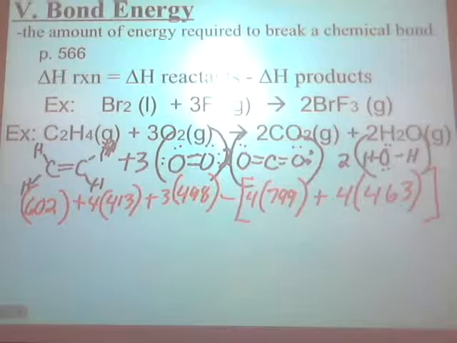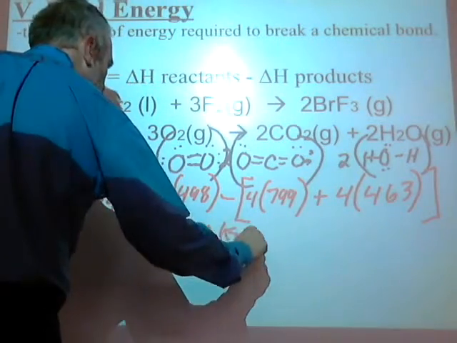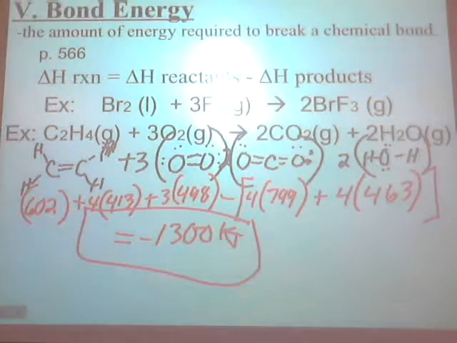Would anybody get an answer? What do you get? Negative 1,300. Negative 1,300 kilojoules is what I got as well. Okay, good.